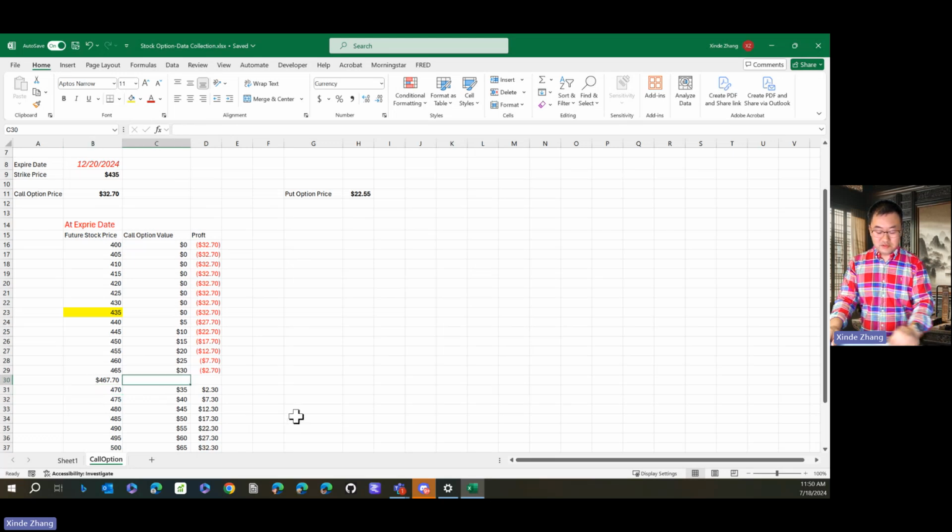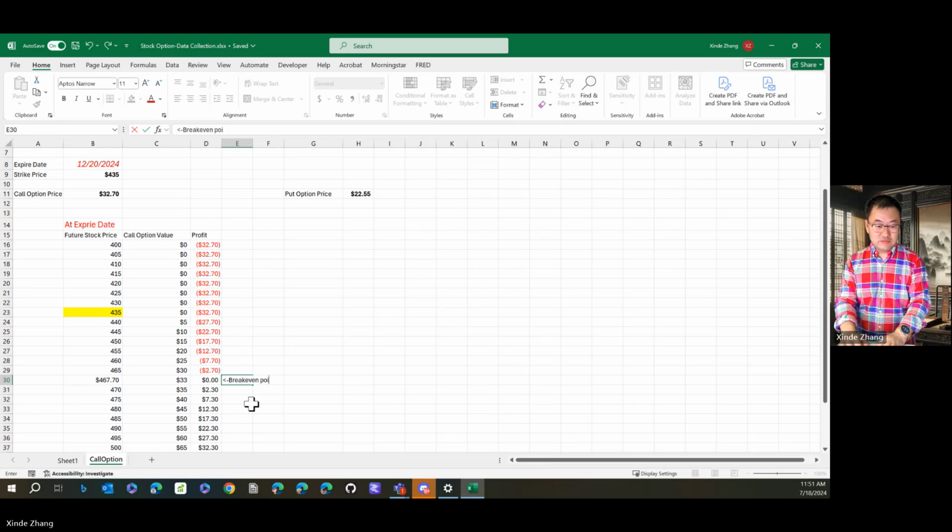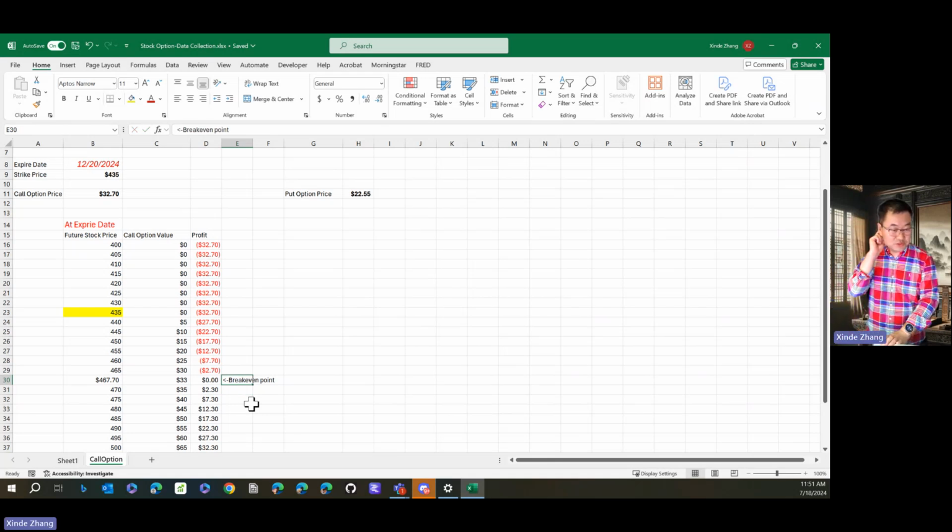Okay, so let me see. Let's see if that's going to be right. So I'm going to highlight, I picked the option value and the profit. Both. Drag down a little bit. Oh, I have a typo here. So this is going to be exactly the break-even point for the call option, right? Okay.